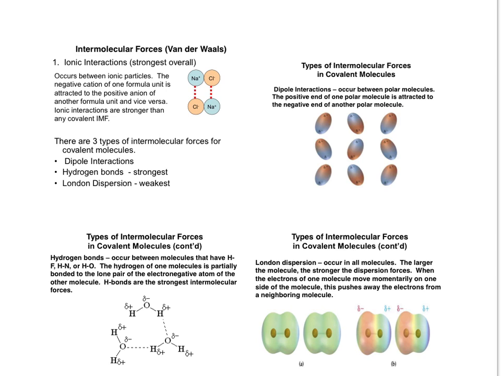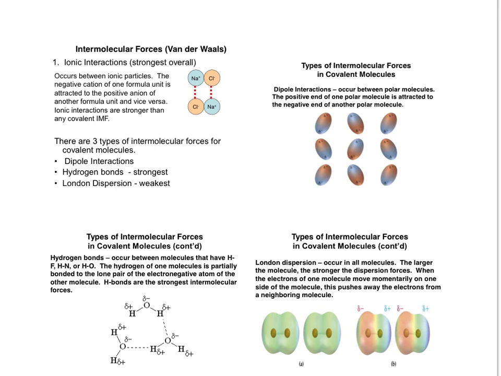So the first type of intermolecular forces, by the way, intermolecular forces are also known as van der Waals forces. Remember, like the real gas equation was called the van der Waals equation. So intermolecular forces are also called van der Waals forces. So first type is ionic interactions. That occurs obviously between ionic substances.